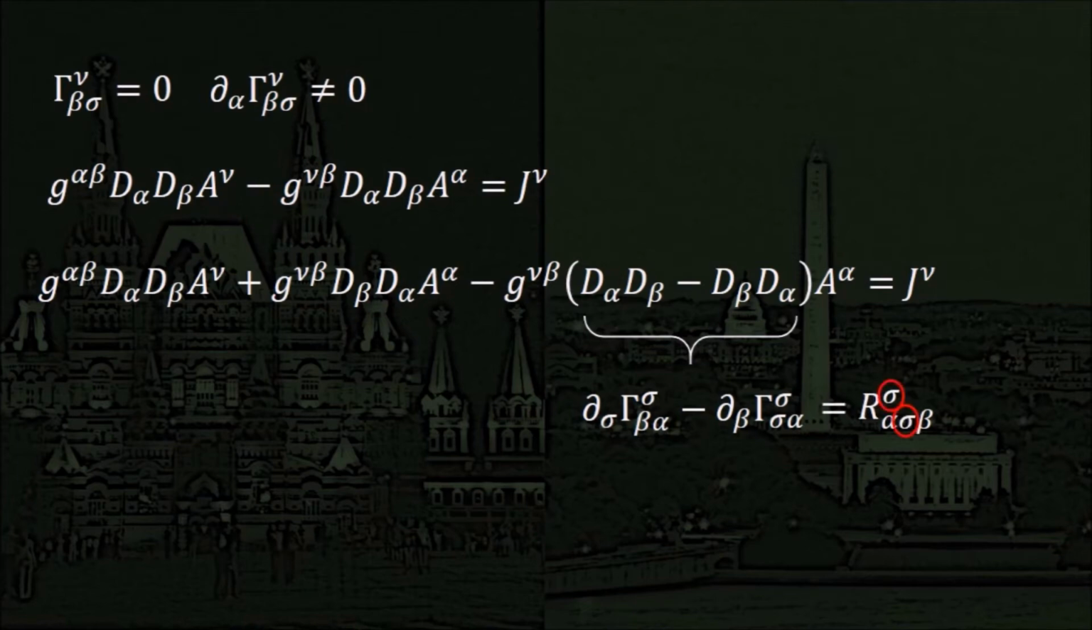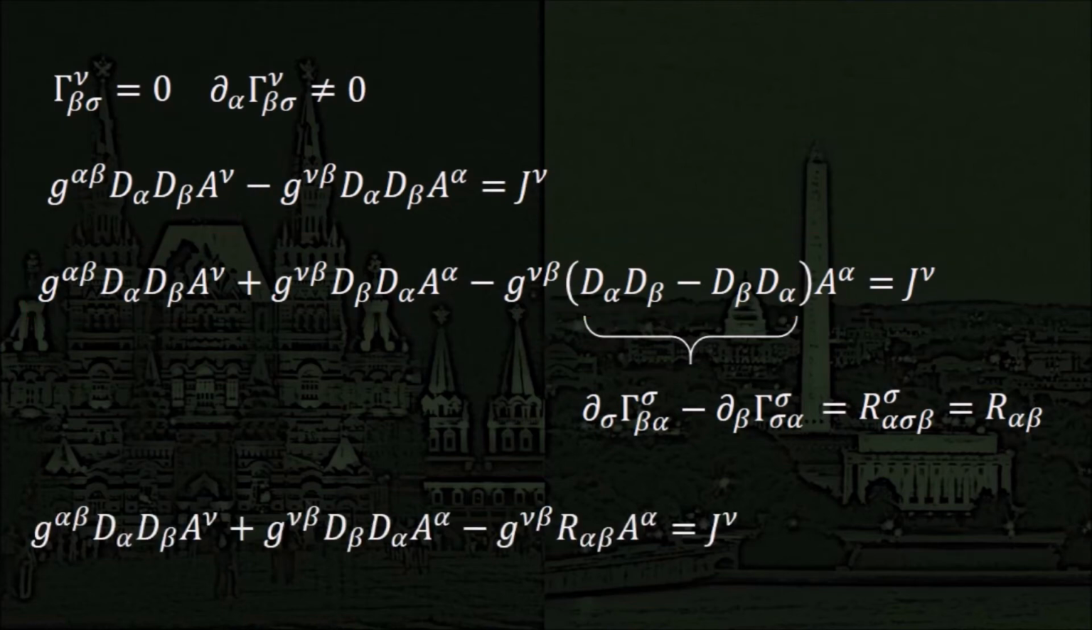We can rewrite this term by adding and subtracting this term. In these coordinates, this commutator reduces to this. Do you remember what this is? It's the Riemann tensor with these two indices summed over, which is just a Ricci tensor. So, this whole equation reduces to this.